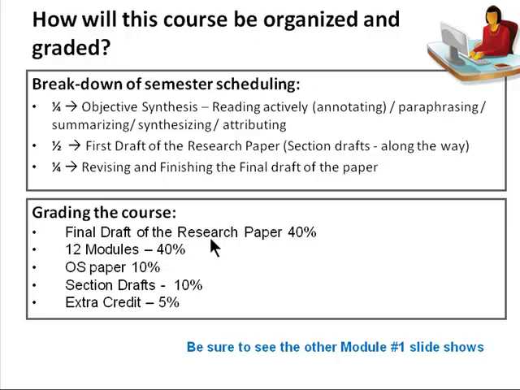The grading of the course will be as follows. The research paper will be worth 40, maybe 45%, depending on the semester that you are taking the course. There'll be 12 modules, and those will be worth 40% of your final grade. The objective synthesis paper is worth 10%. The drafts of the paper are worth 10%, and there will be extra credit given, and that changes depending on the semester.